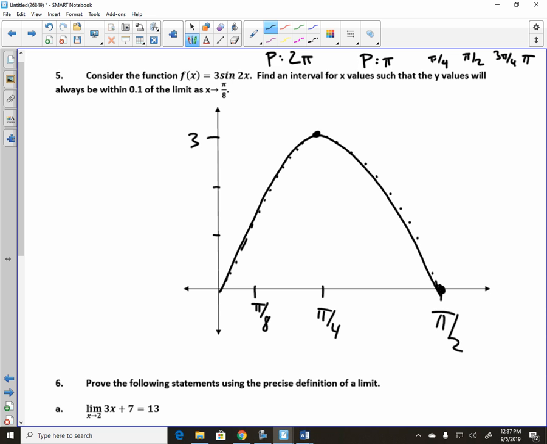Okay, so it says find an interval for x values such that the y values will always be within 0.1 of the limit as x approaches pi over 8. So I need to know the limit. How do I determine the limit? What do I plug in? Pi over 8. What's 2 times pi over 8? Pi over 4. What's the sine of pi over 4?